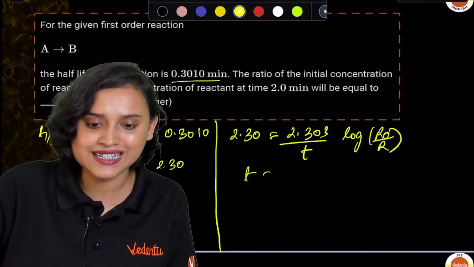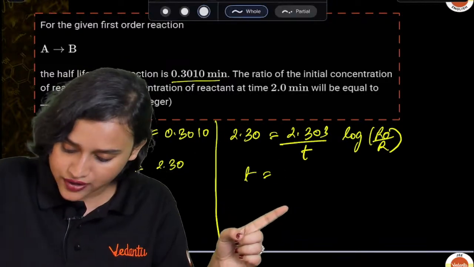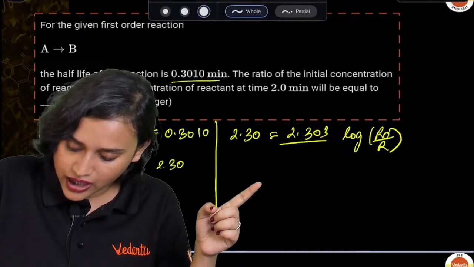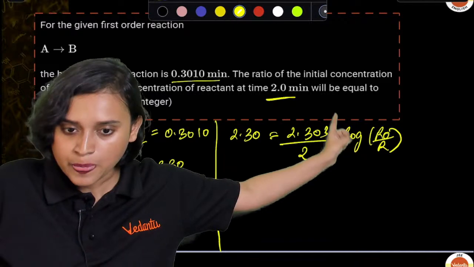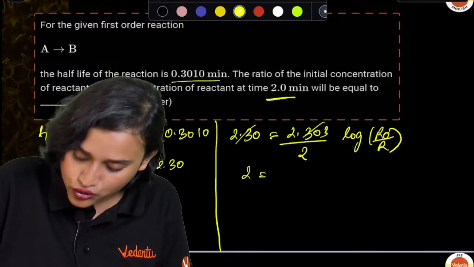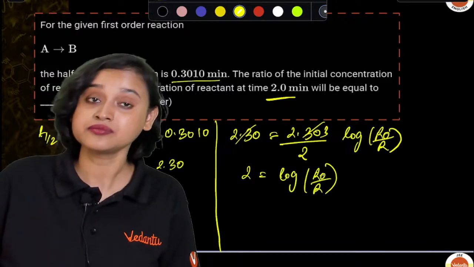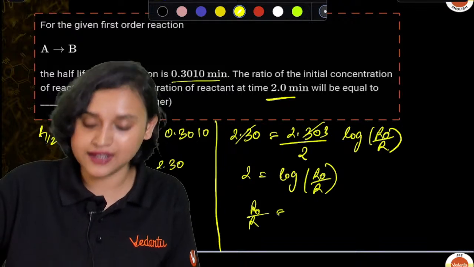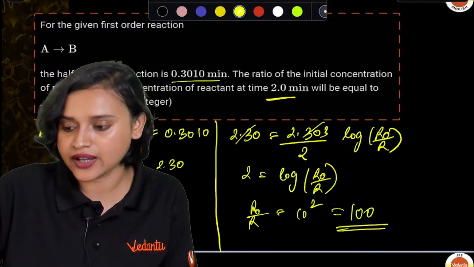So that means t is equal to, oh no, t is also given, guys. T value is also given to you here. 2 minutes. So here we will write 2. That means this will get cancelled, this will get cancelled. So 2 is equal to log r naught by r. And if I do this, that means r naught by r is equal to 10 to the power 2. Yes, 10 to the power 2 is equal to 100. Everybody, this is your answer.